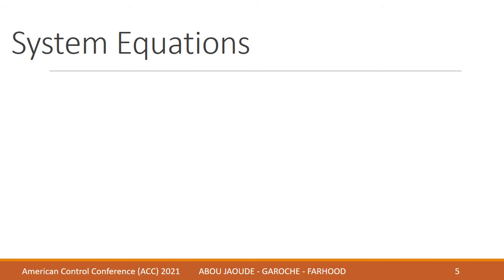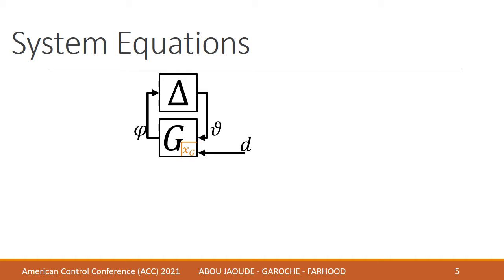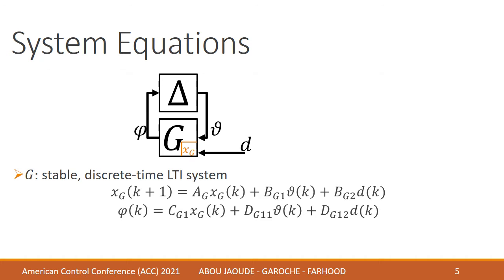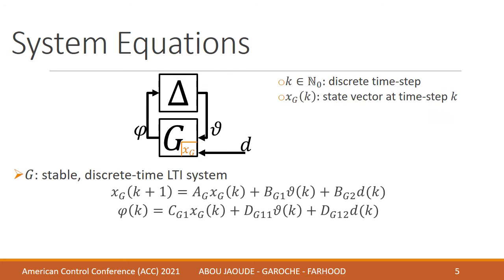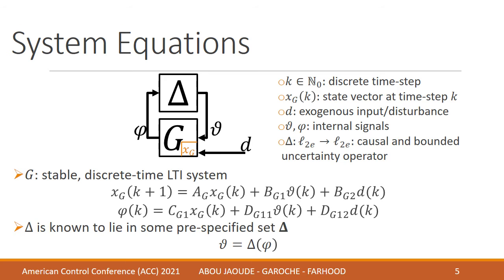Consider the uncertain system G delta shown. The equations of the nominal system G are shown where k denotes the discrete time step, xg of k denotes the state vector at time k, d denotes the exogenous input, and theta and phi are internal signals. The uncertainty operator delta is assumed to be causal and bounded and to lie within a pre-specified set delta. From the figure, we have that theta is equal to delta phi, thus closing the loop.